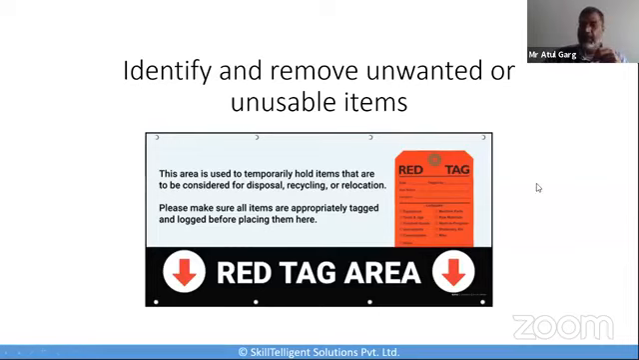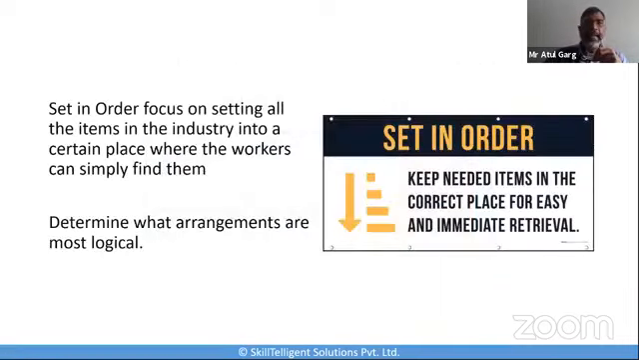Okay. So that's a process which we introduce in between after the sorting. The second S is set in order. So set in order is, in short, putting all necessary items in the optimal place for fulfilling their function in the workplace. It focuses on setting all the items in the industry into a certain place where the workers can simply find them. Okay, it's very easy to find them.